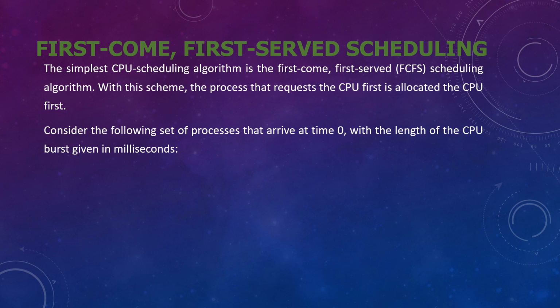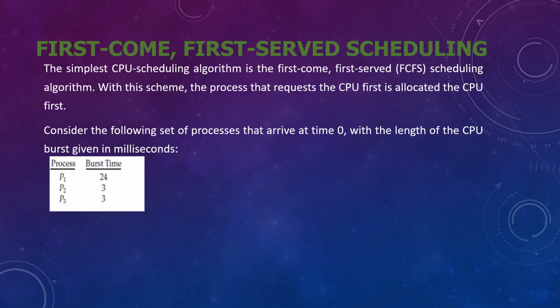Consider the following set of processes, and here all the processes arrive at time 0 with the length of the CPU burst given in milliseconds. You can see that in this table. There are three processes. First one is P1, then you have P2, then you have P3. And the corresponding burst times are given 24, 3 and 3. So these are the set of processes. All the processes are arriving at time 0. These processes arrive in the order P1, P2, P3.